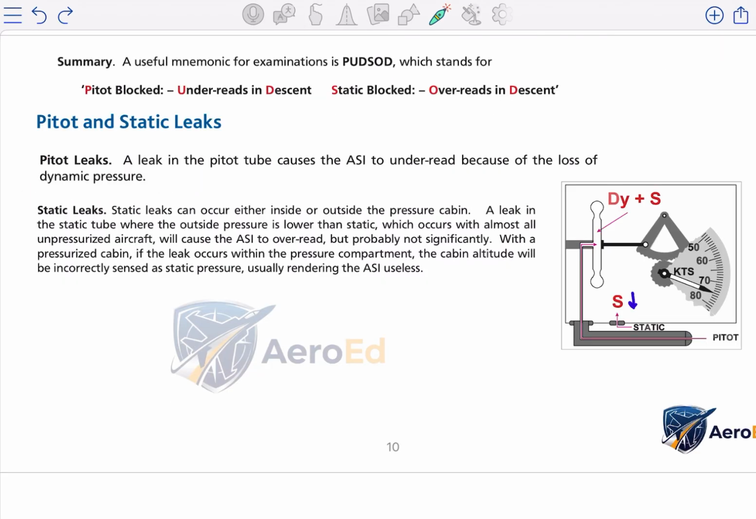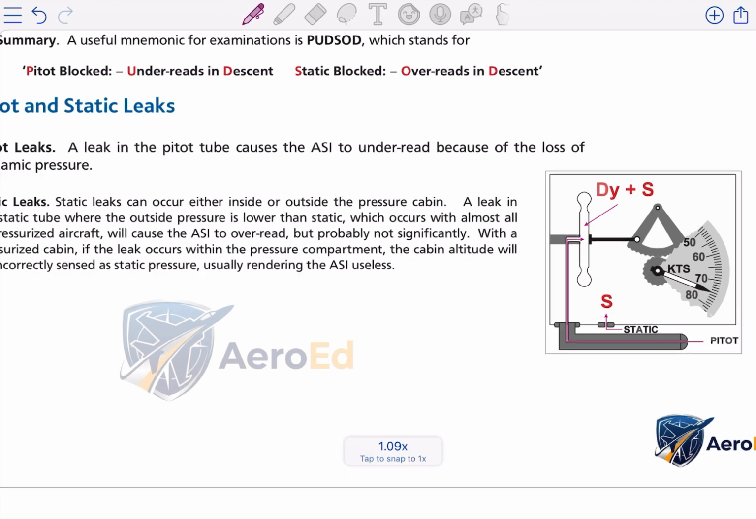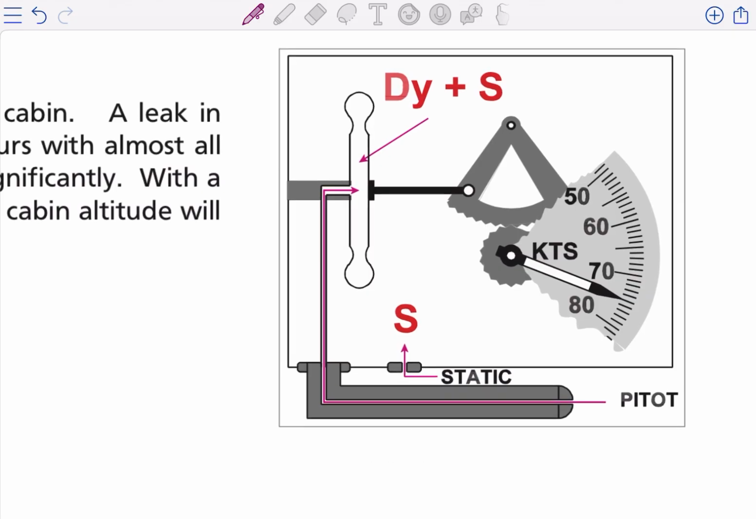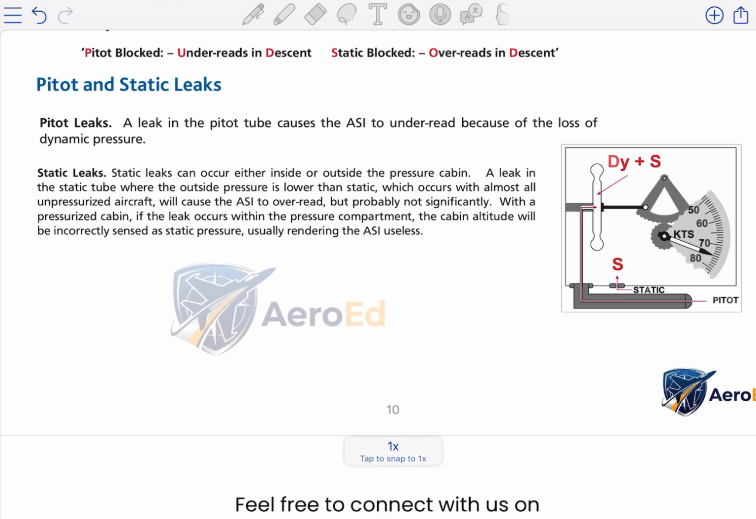Pitot leaks. A leak in the pitot tube causes the ASI to underread because of the loss of dynamic pressure. So what this is saying is that if there is a leak in the pitot tube, the ASI will underread because of loss of dynamic pressure. Because we know that dynamic pressure is the sole reason for the contraction and expansion of the capsule, which rotates the needle. So if the dynamic pressure is sensed less because of loss of dynamic pressure due to leak, the ASI will underread.